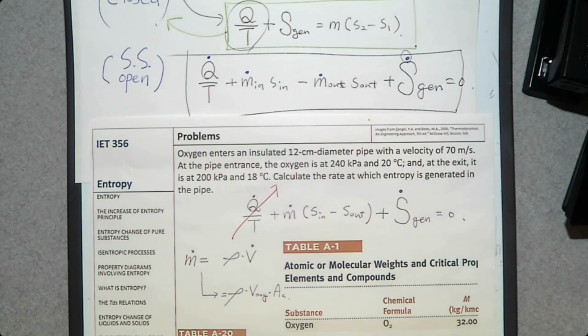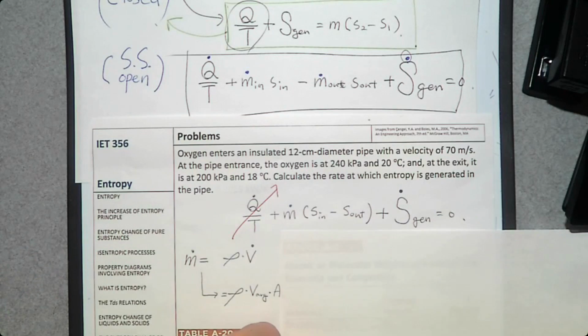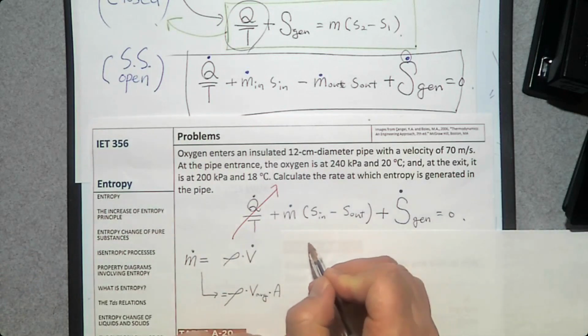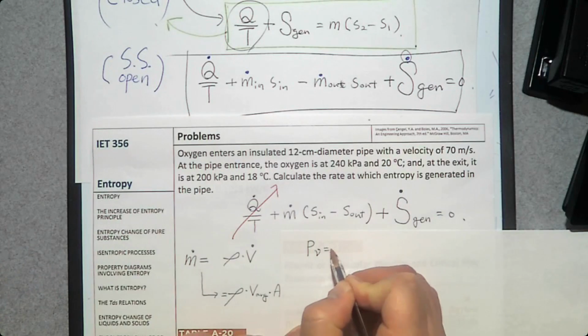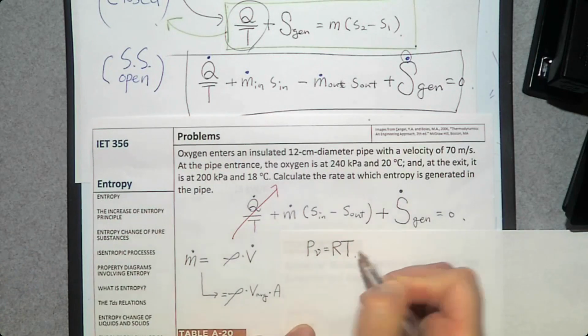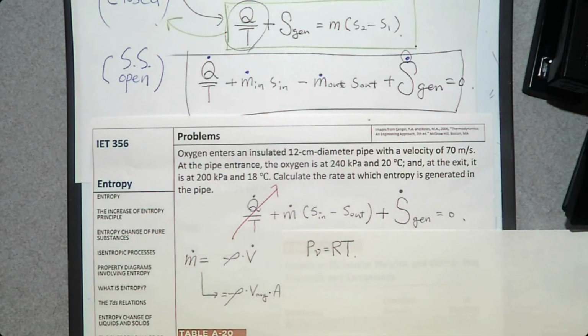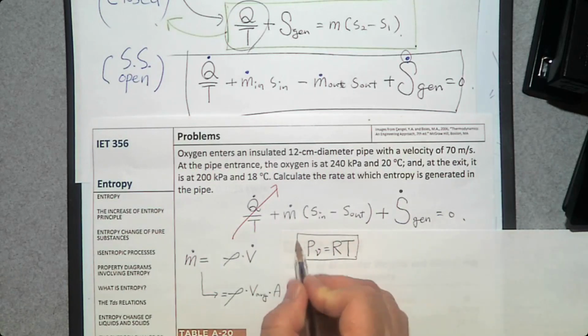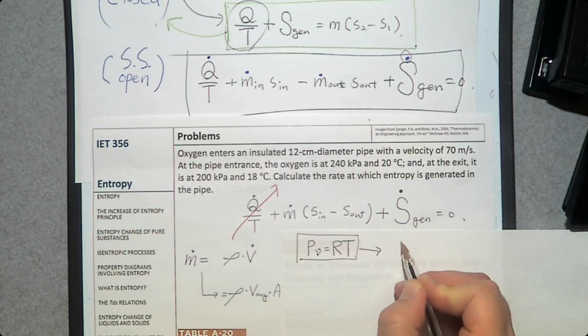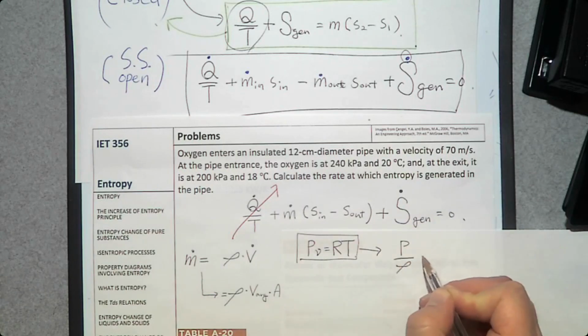Our system is oxygen. Do you have any equation that we studied to evaluate their properties? Yes, the ideal gas equation. So the ideal gas equation is PV = RT. Is there density? No, but we know the inverse of density is specific volume. So this ideal gas equation can be written as P over rho is RT.